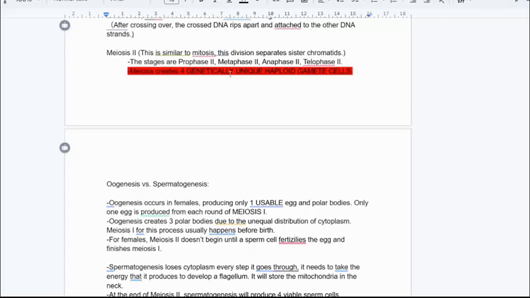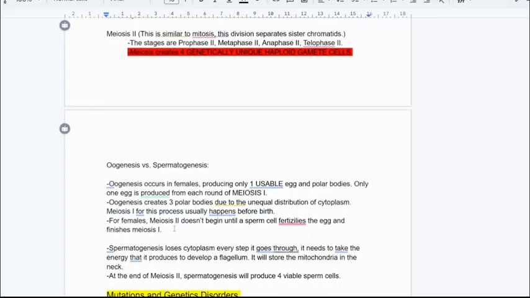This is because of the unequal distribution of cytoplasm. And meiosis 1 for the production of the egg usually happens before birth. For females, meiosis 2 does not begin until the sperm fertilizes the egg, and then it finishes meiosis.